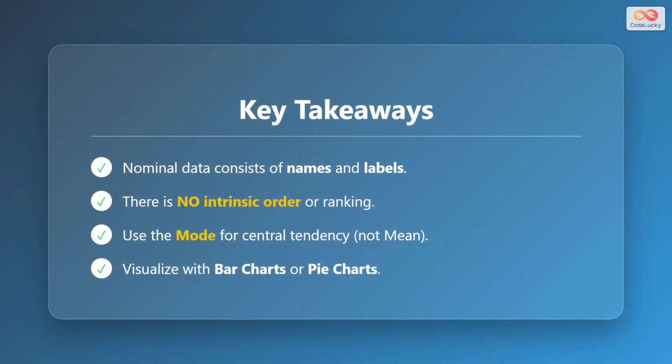To wrap up, remember these 4 points. Nominal data consists of names and labels. It has no order or rank. You use the mode to describe the center. And finally, you visualize it using bar charts or pie charts.